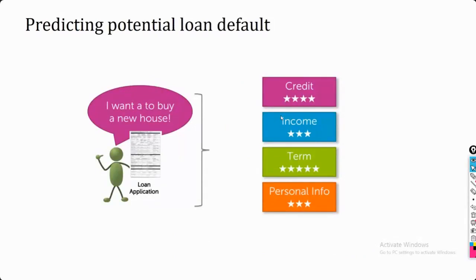Now here we are also going to cover this decision tree with one case, and our case is whether a loan should be approved for a particular person or not.